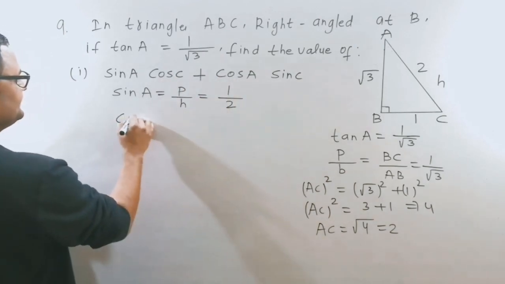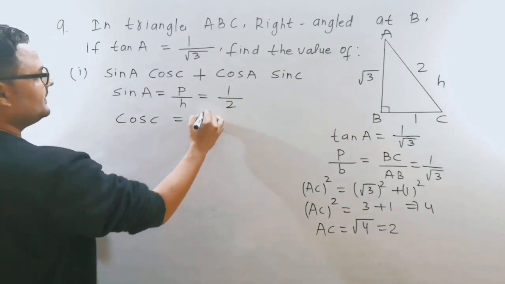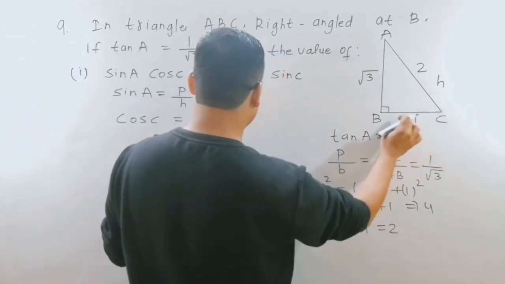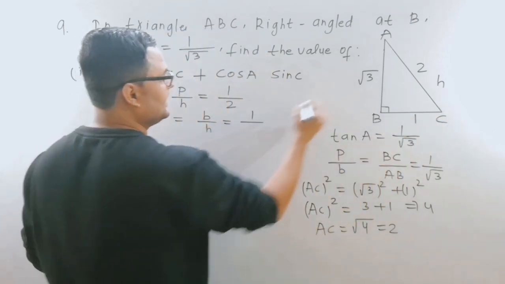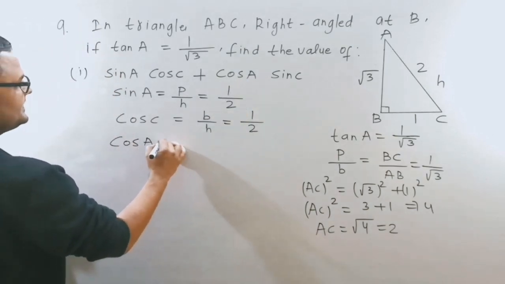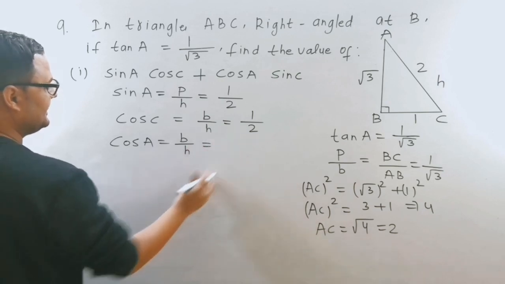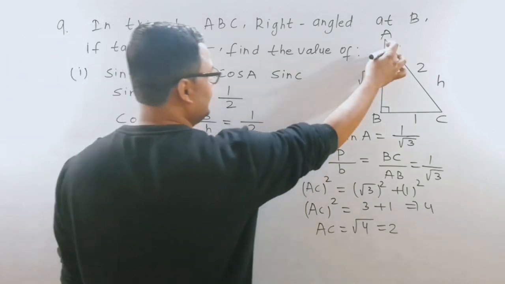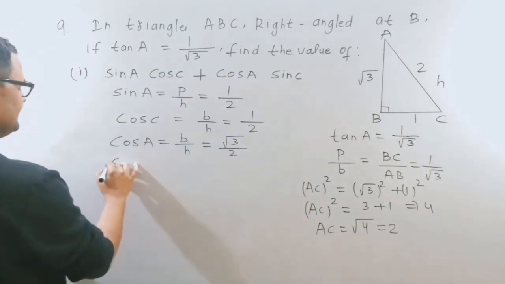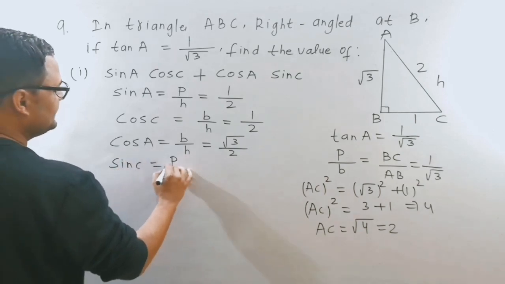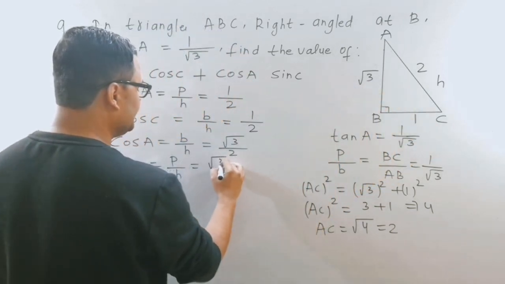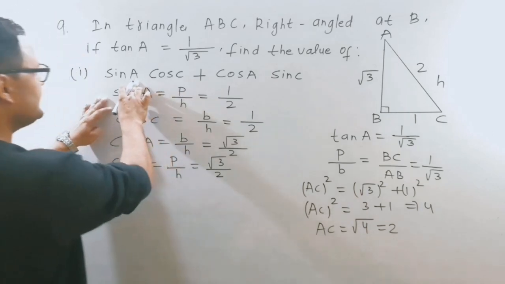Now cos C. Cos C equals B by H. Now for this angle C, the base is BC, it means 1, and hypotenuse is 2, that is not going to change. Now cos A. Cos A again B by H, but for this angle A, the base is root 3. Hypotenuse is 2. Now sin C is equal to P by H. So for angle C, the perpendicular is root 3 by 2. Whatever we needed for this one, we have everything.